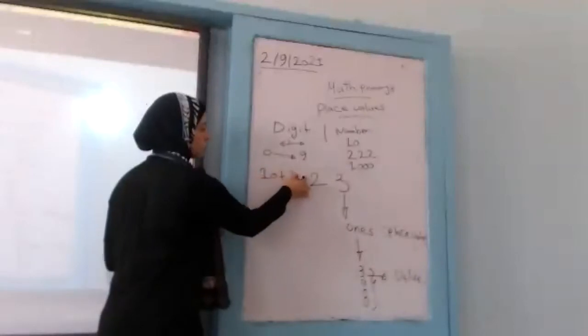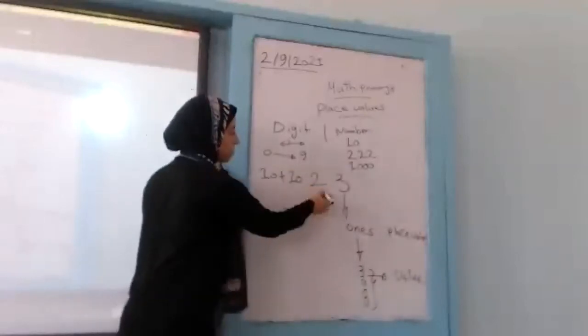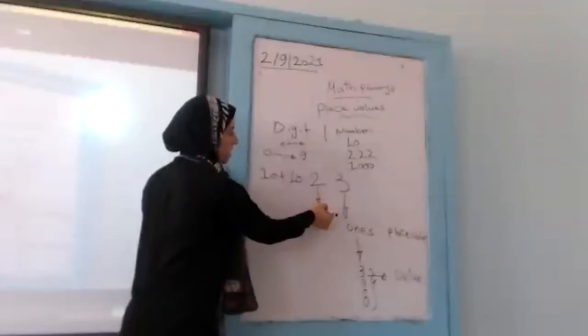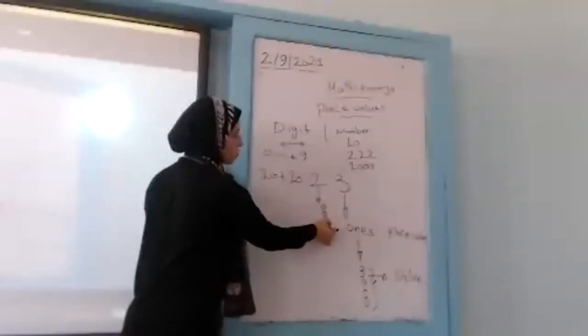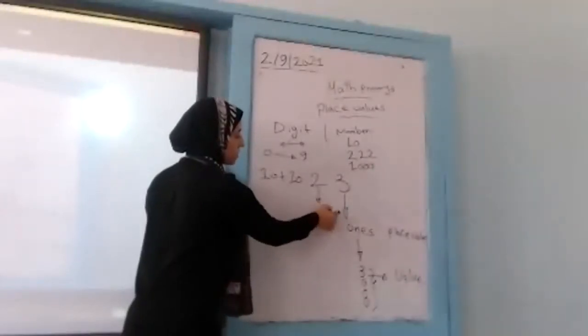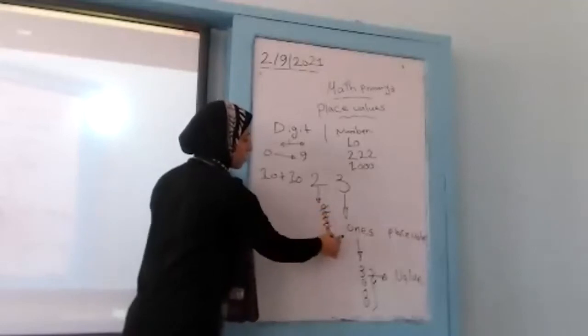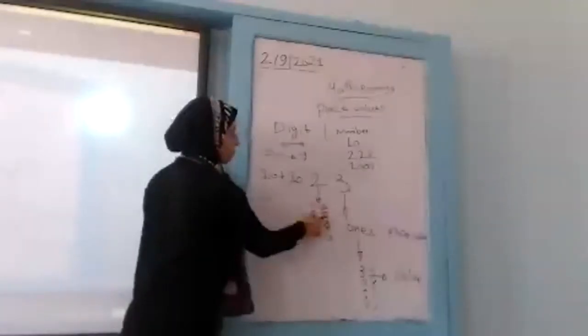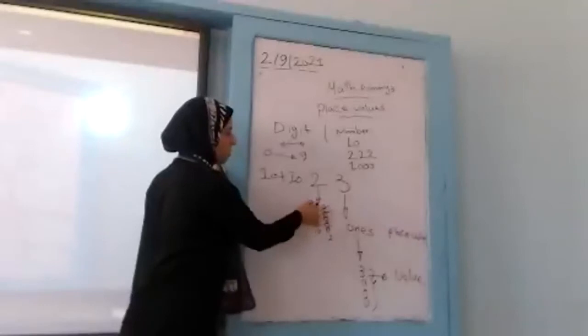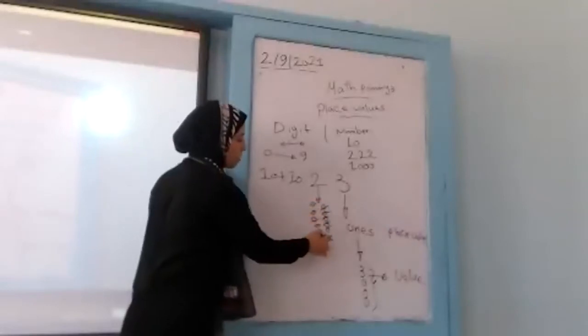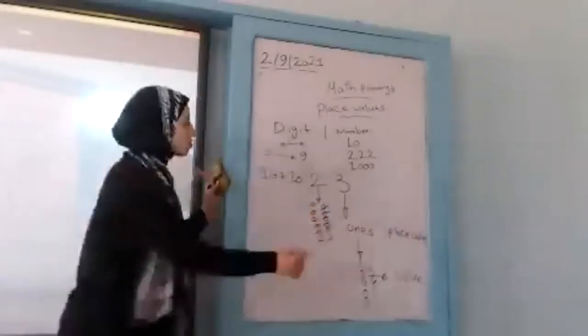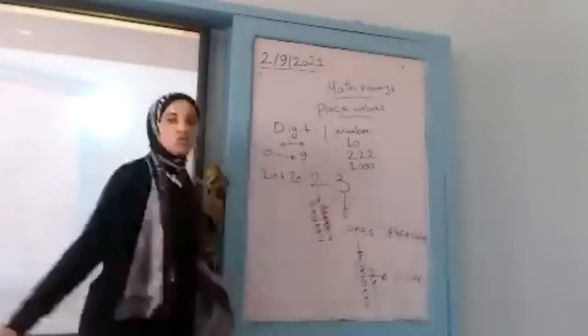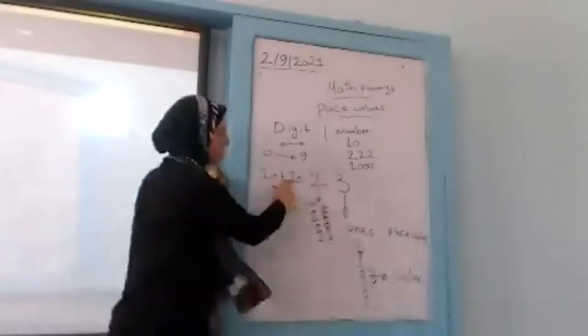Question. So I have 2 blocks of 10. 1, 2, 3, 4, 5, 6, 7, 8, 9, 10. I make 1 ten. 1, 2, 3, 4, 5. I make also 1 ten. So I have 2 tens. Let's check it.